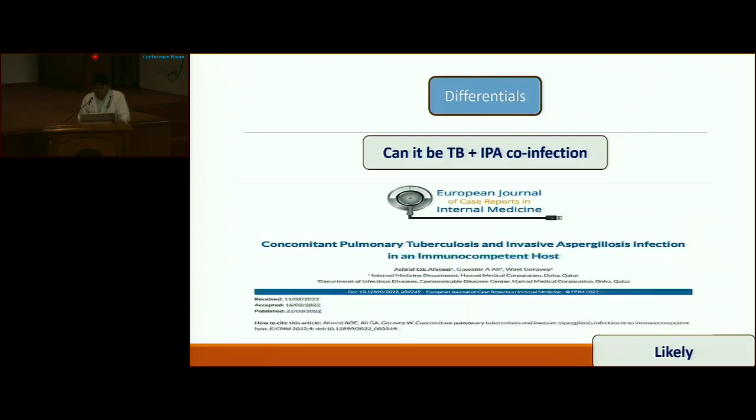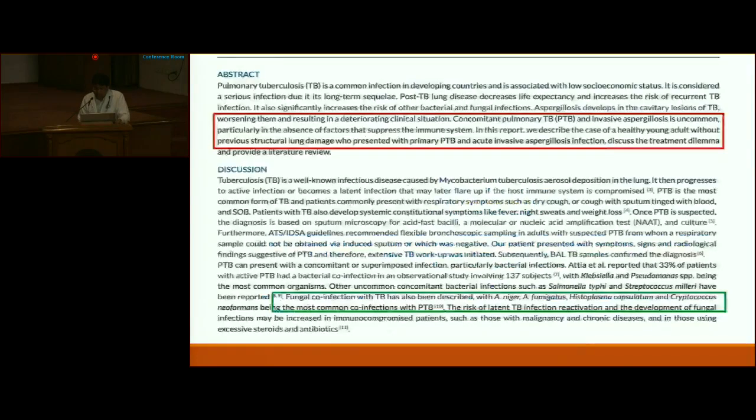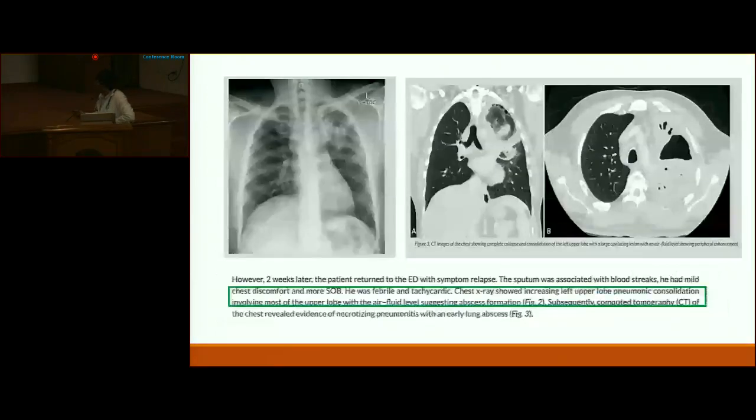There is an article published in European journals: concomitant pulmonary tuberculosis and invasive pulmonary aspergillosis infection in an immunocompetent host. This shows that even though TB with invasive aspergillosis is very uncommon in healthy individuals, they have described a case where a healthy young adult without previous structural lung damage presented with TB with invasive aspergillosis. Fungal co-infection with TB can involve Aspergillus niger, fumigatus, histoplasma infection, or cryptococcosis. This was the index case they have described in their article.